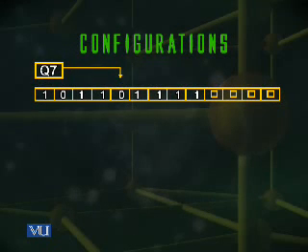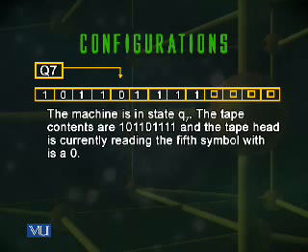This picture shows a Turing machine which is in the middle of its computation. The machine is in the state Q7 and the tape contents are 101, 101, 111. And the tape head is currently reading the fifth symbol, which is a 0. What I have described to you is a configuration of this Turing machine. I have described to you what state this Turing machine is in, what its tape contents are, and which cell is being read by the tape head.